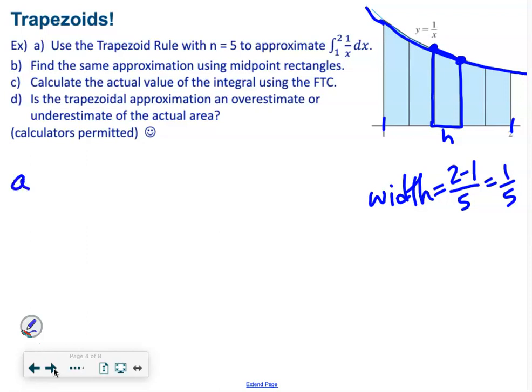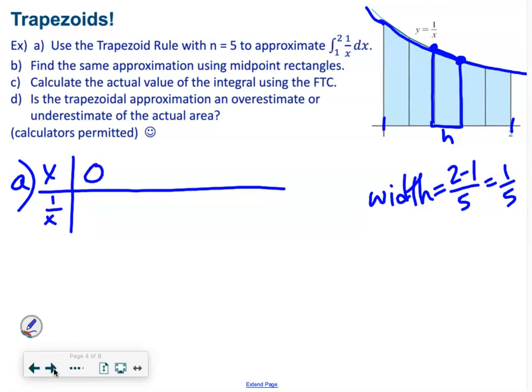When we do our trapezoidal sum, when we did a rectangle sum, I always told you guys to start by making a table. Same thing with trapezoids. It's just easier if you start by making a table. You don't have to, it's not required, but it does make your life a little bit easier. It's easier to see. All right, so this is our x, this is our y, 1 over x. You always start at your left endpoint, and then you just add widths until you hit your right endpoint.